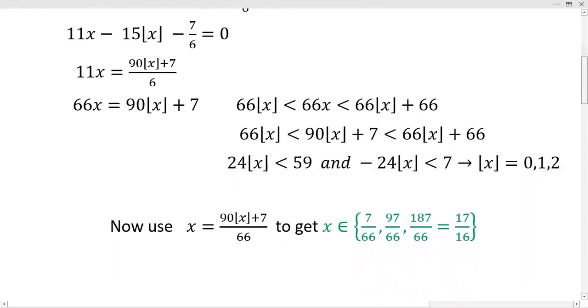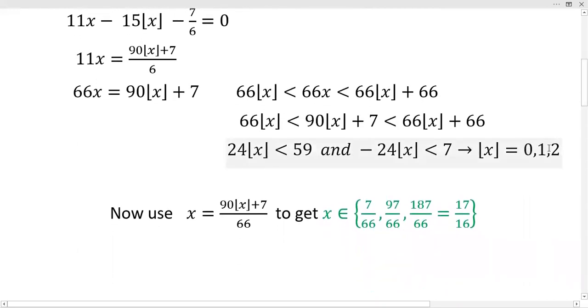Now we're almost done. Okay, 0, 1, and 2. If you substitute 0 in for the floor, which is what it is, it's not x, it's the floor of x, and that's hard to get used to, you get this element right here, 7 over 66. If you substitute 1 right here, you get 97 over 66. And finally, if you substitute 2, you get 187 over 66, which actually reduces to 17 over 6.